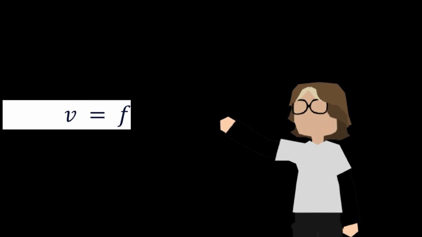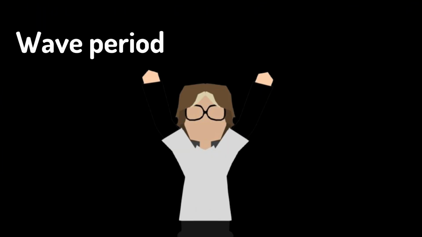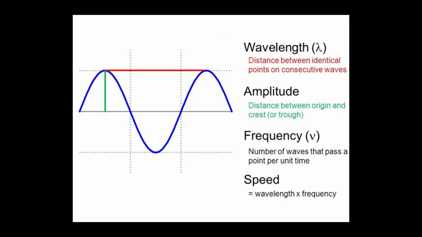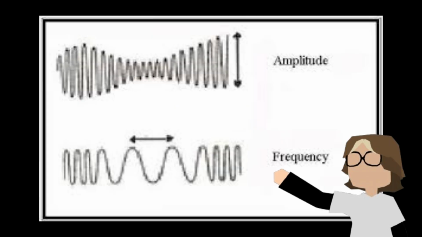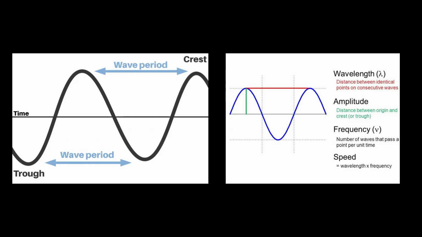The fundamental wave formula in physics is v equals f times lambda, relating wave speed, v, to its frequency, f, and wavelength, lambda. There's also wave period and amplitude. Wave period is the time it takes one complete wave cycle to pass a fixed point, measured in seconds, and amplitude is the height of each wave. The frequency of the wave is the measure of how often a repeated event, like a wave oscillation or vibration, occurs per unit of time, typically 1 second, measured in hertz. This makes period and frequency heavily related.